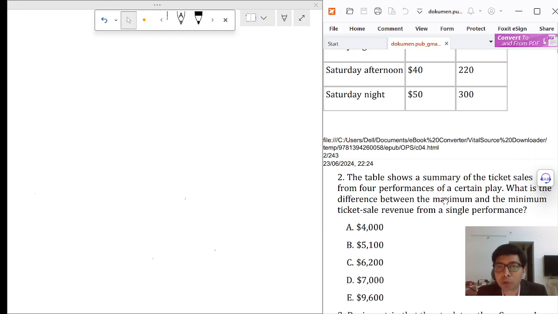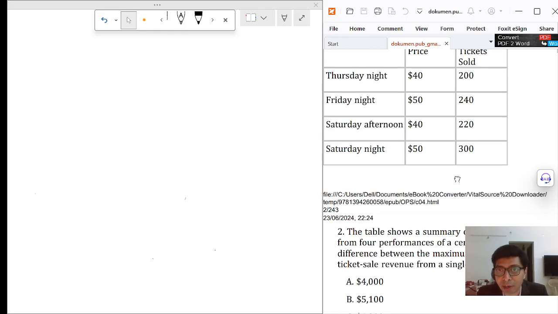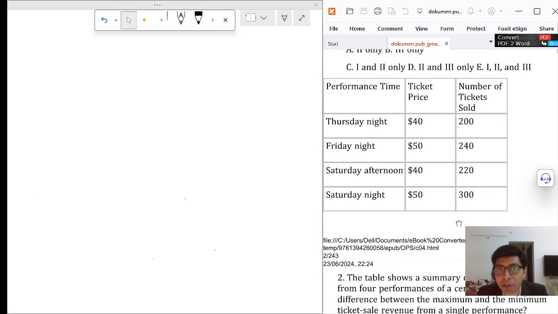Problem number 2 says the table shows a summary of the ticket sales from 4 performances of a certain play. What is the difference between the maximum and the minimum ticket sale revenue from a single performance? So the table shows a summary of the ticket sales. Which is the table? If we go to the top, we can see the table here.